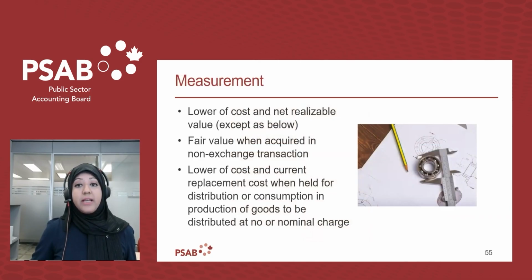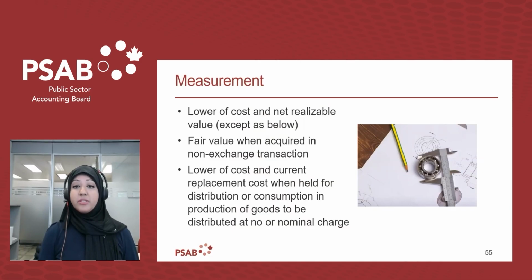Inventories should be measured at the lower of cost and net realizable value. The cost of inventories includes all costs of purchase, costs of conversion, and other costs incurred in bringing the inventories to their present location and condition. However, inventories are measured at the lower of cost and current replacement cost where they are held for distribution at no charge or for a nominal charge, or for consumption in the production process of goods to be distributed at no charge or for a nominal charge.